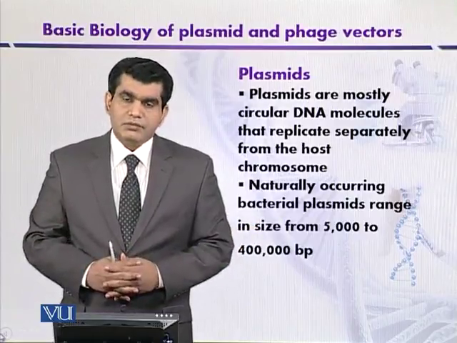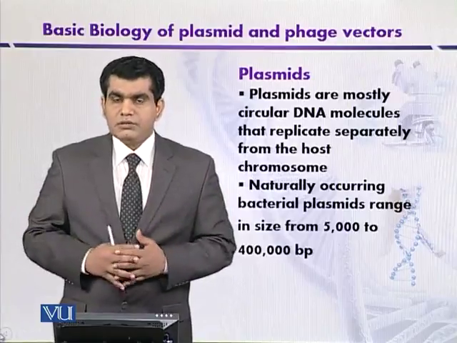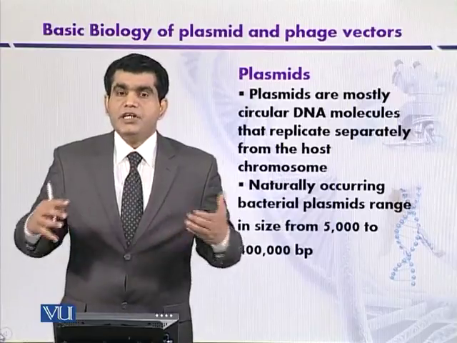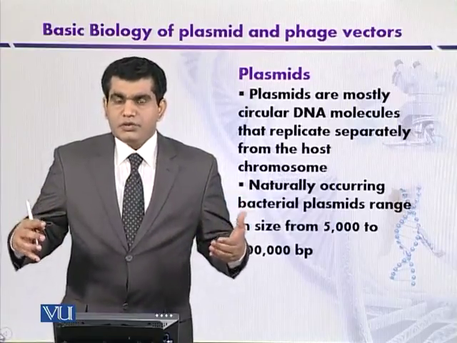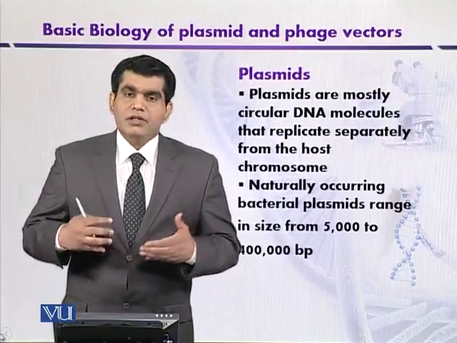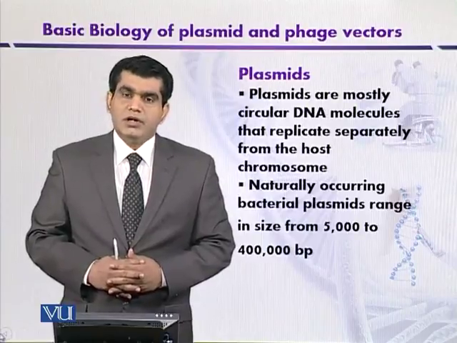As you are well aware, plasmids are mostly circular DNA molecules that can replicate independently of the host chromosome because they contain their own origin of replication, so they are called replicons.